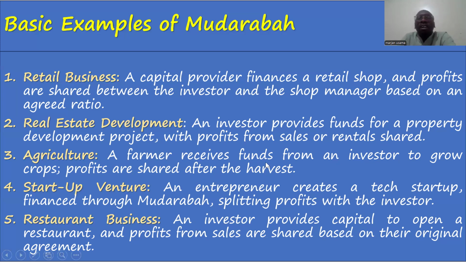Agriculture. A farmer receives funds from an investor to grow crops. You want to invest in agriculture. So what is going to happen? What will happen is that the Rabbul Mal will give you the money. You'll go and invest in agriculture. Then you will agree on the percentages.